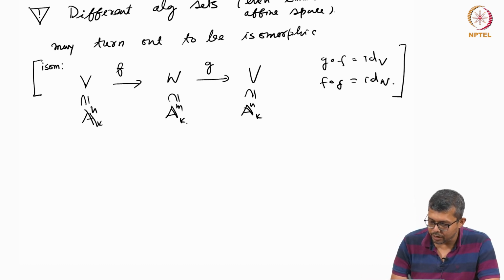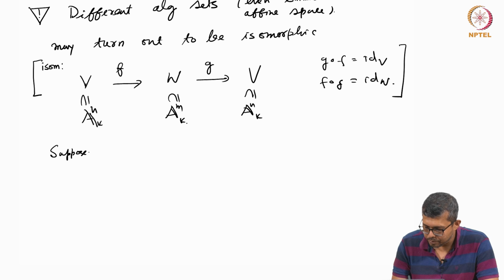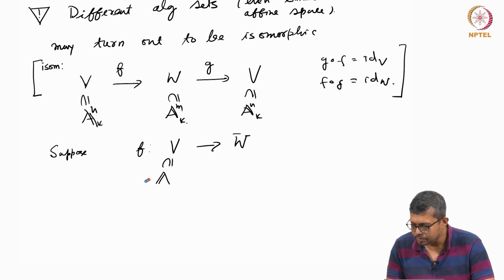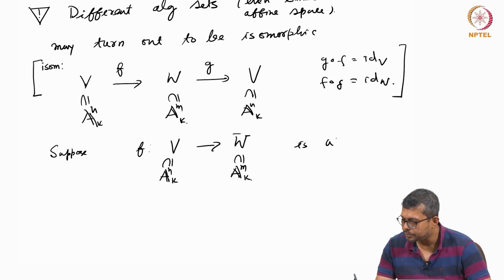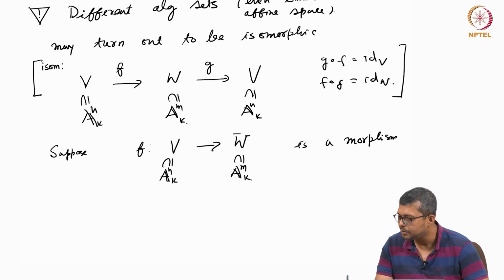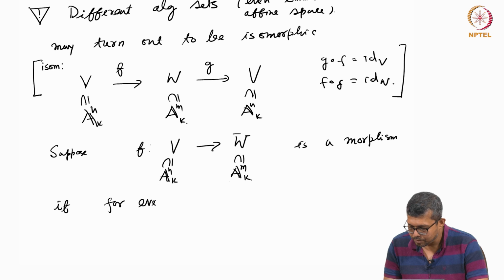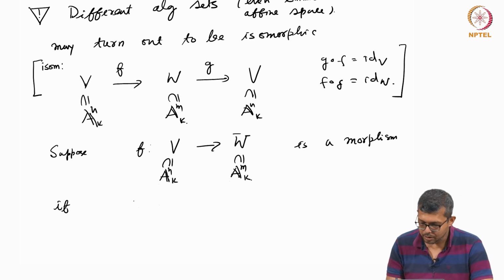Before doing that, one can also define a morphism between algebraic varieties. Suppose F is a map from V to W, where V and W are algebraic subsets. This is a morphism of algebraic sets or algebraic varieties if, for every g, you write F star of g, where F star is a map from K[W] to K[V].